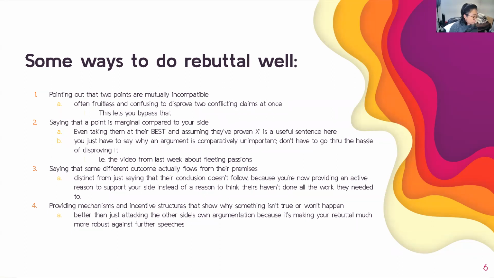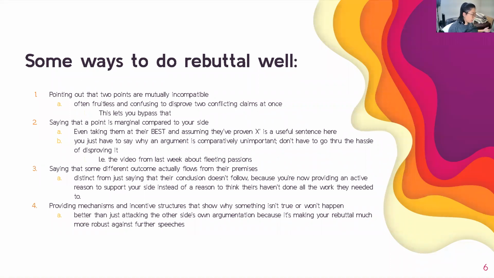The first is pointing out that two points are mutually incompatible. It's oftentimes fruitless and confusing to disprove two conflicting claims at once. I know a lot of people have a very bad habit of doing full-on line by line refutation. Every single thing that the other person says, you try to refute. But if you're able to identify certain claims that are mutually incompatible with one another, or you're able to identify claims, as we went through in last week's seminar with Vidit's seminar about underlying assumptions, in which you can disprove a whole host of claims through one underlying assumption that exists throughout all those arguments, that is significantly easier as a point of refutation than going line by line and refuting every single thing that they made.